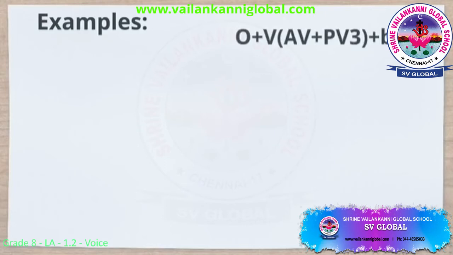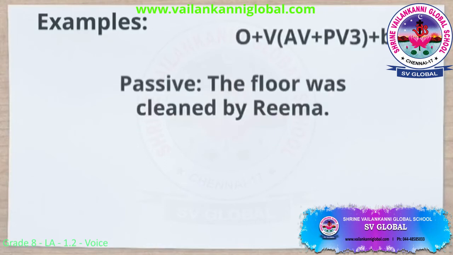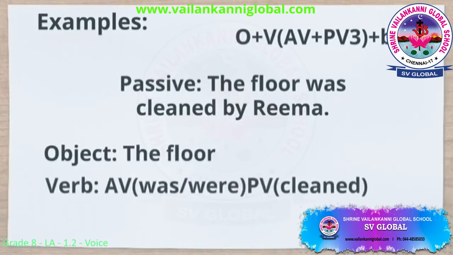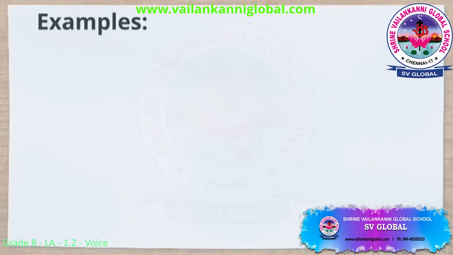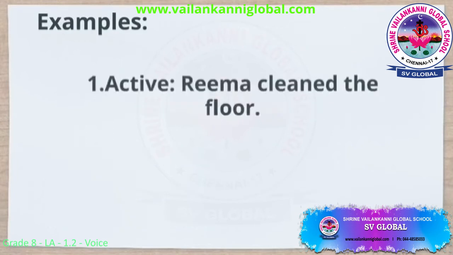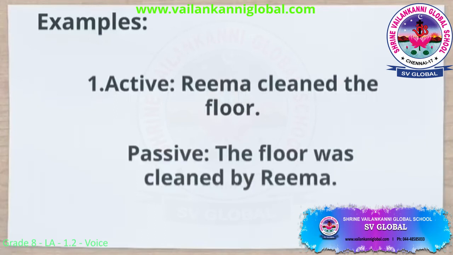Referring to the passive voice pattern, I have begun this sentence with an object, the floor. And then I've used the auxiliary verb was because the floor is singular, else we must have used were. The V3 form of clean is cleaned. We must add by, and complete the statement with the subject Rima. So the passive form of Rima cleaned the floor is the floor was cleaned by Rima.